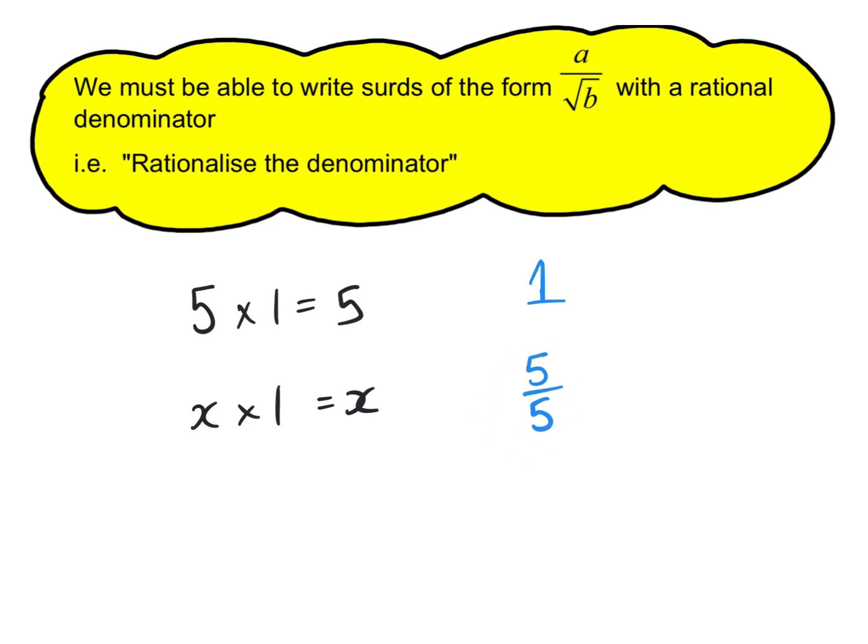I could write it as x over x, that again is equal to 1. I could write it as root 2 over root 2. And again, because the top and the bottom are the same, how many root 2's go into root 2? Well, that's 1. So these are all just different ways of writing the number 1.